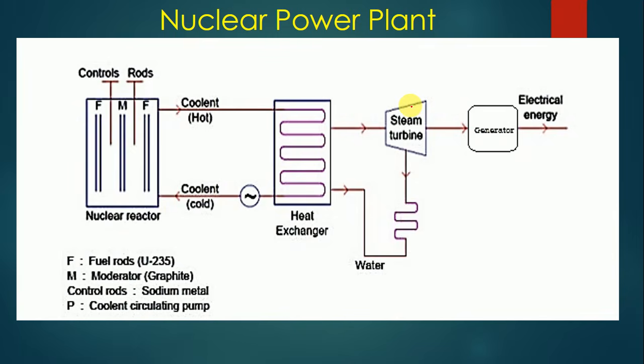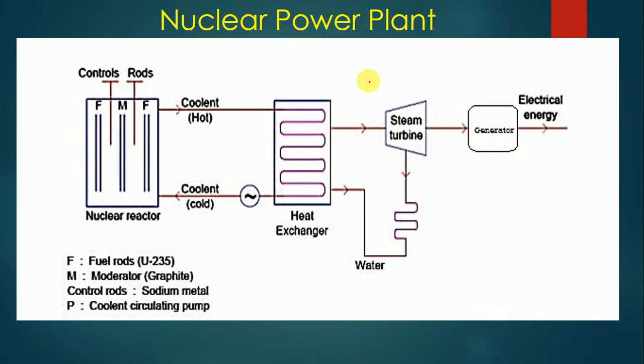Now if you compare a nuclear power plant with a thermal power plant, there is only one difference, that is the process by which heat is generated, whereas the other components are the same, like boiler, steam turbine, condenser, etc. These are common components available in the thermal power plant as well as the nuclear power plant.